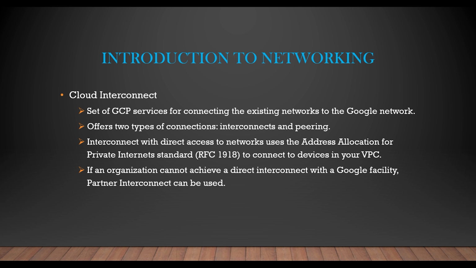If any enterprise cannot achieve a direct interconnect with a Google facility, they can also use Partner Interconnect. This service is dependent on a third party network provider to provide the connectivity between the company's data center and a Google facility. And for companies that do not require the bandwidth of a direct or peered interconnect, Google offers VPN services. So Cloud VPN can be used if you don't require the bandwidth of a direct or peered interconnect.